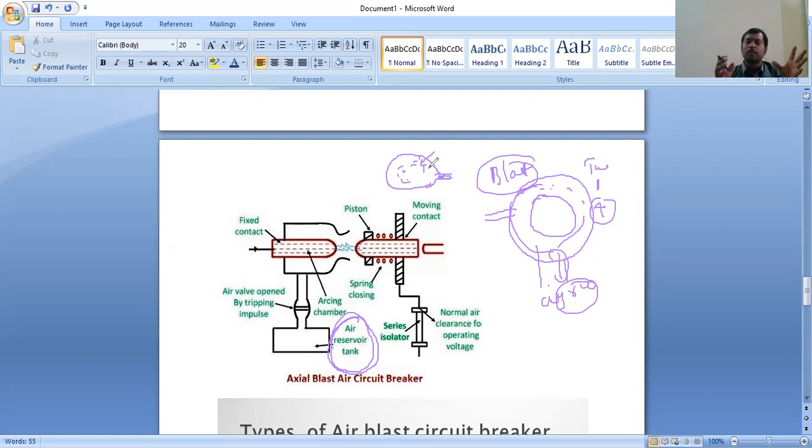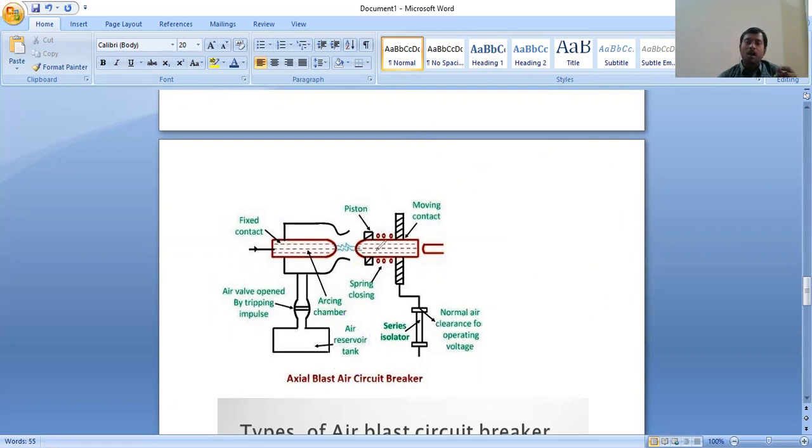The same thing appears with a huge amount of air. If the two contacts are separated like this, while separating, a huge amount of air will be released with high pressure, so that whatever arc is struck between the two contacts will be extinguished by the huge amount of air. With the same principle of a balloon and tires or tubes, this air blast circuit breaker will work.